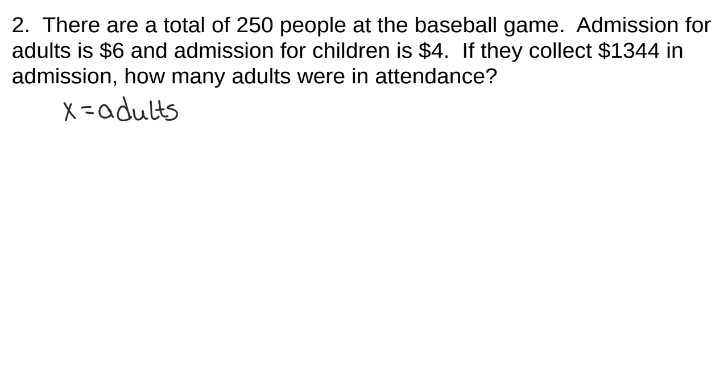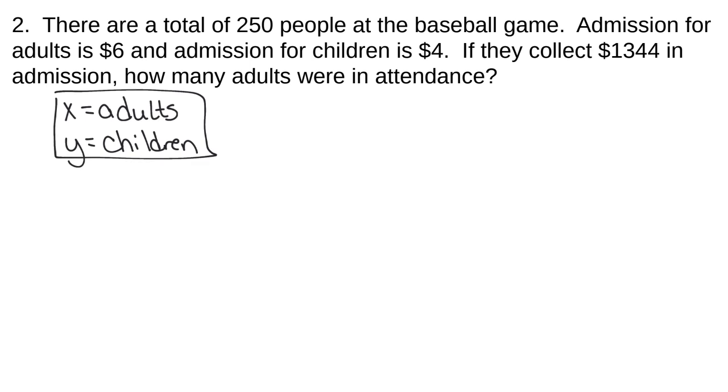And if I'm going to make X adults, that means my Y has to be children. You could have flipped them. It'll just make a difference at the end on which one's which, and you have to keep them straight. So that's why I like to identify them before we even get started.